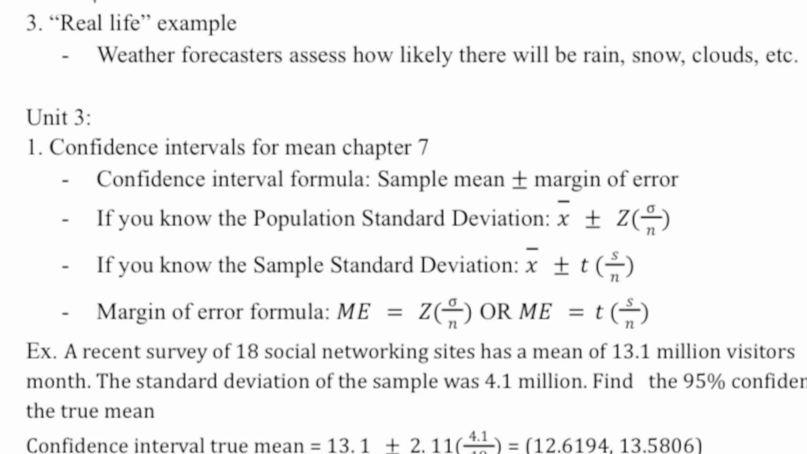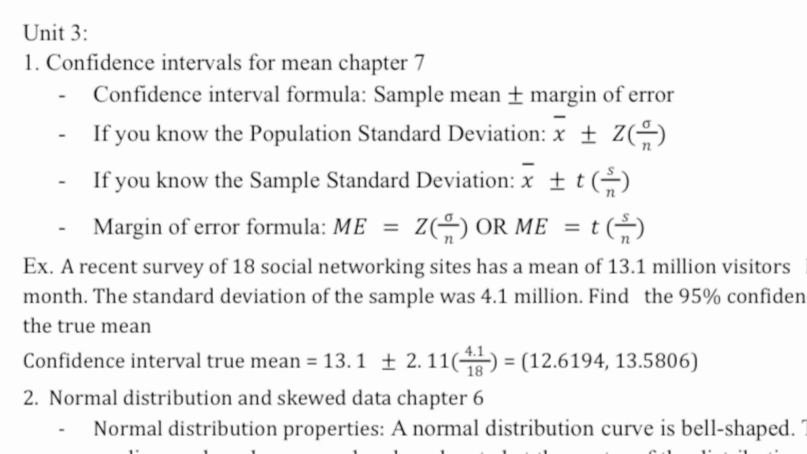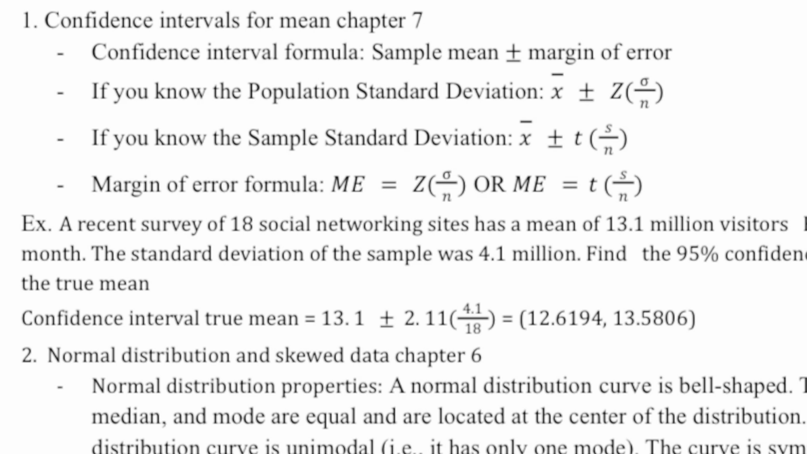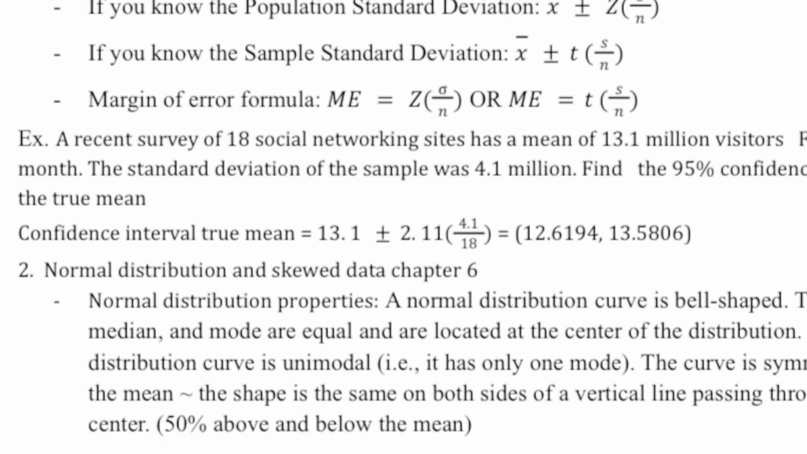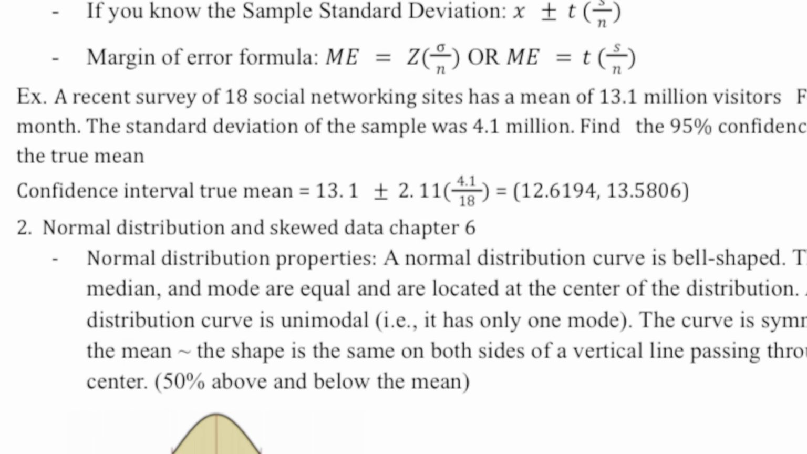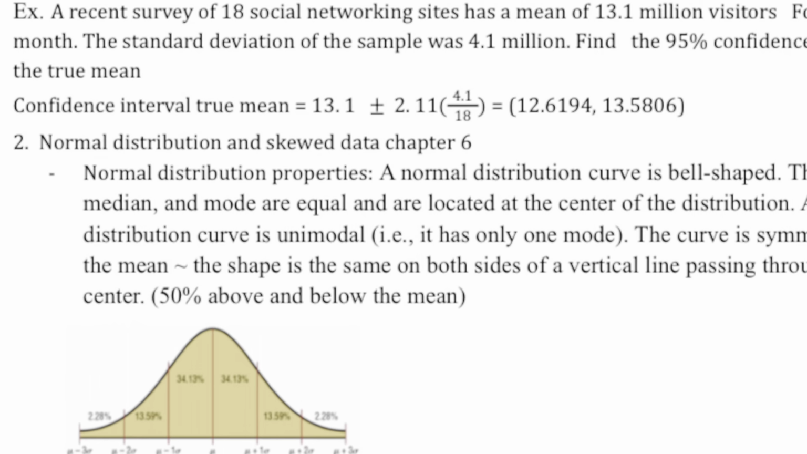Unit 3, we learned about confidence intervals for mean, Chapter 7. We have the confidence interval formula up there. We have the margin of error formula. We also have an example that relates to social networking sites. You can see the confidence interval, true mean. You guys know how that works.